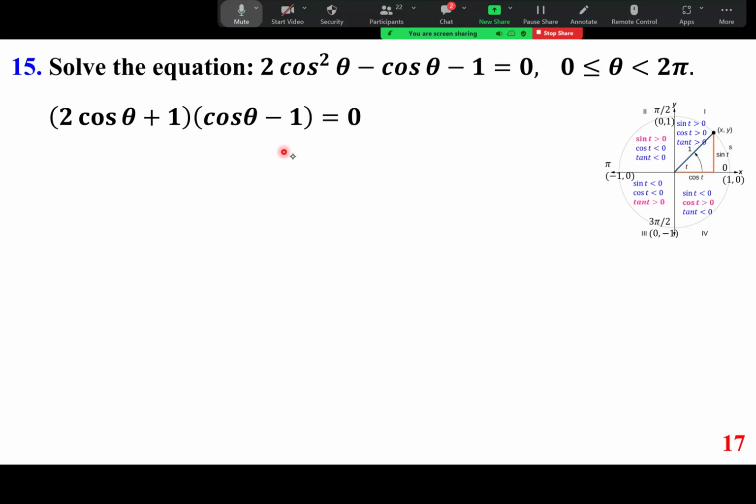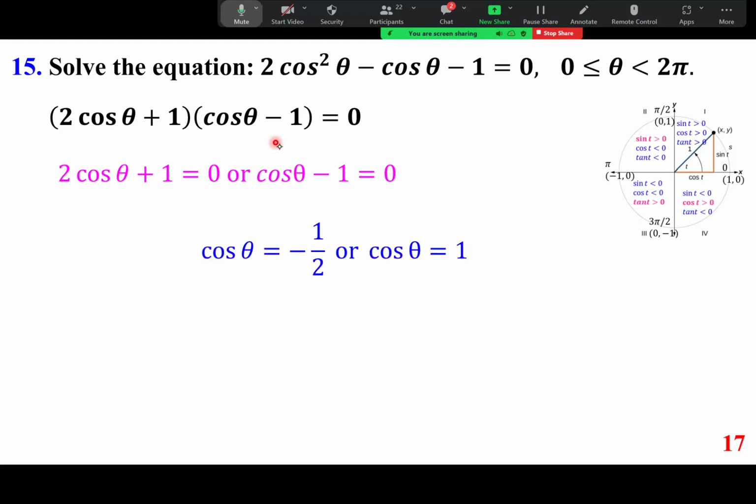You remember when we dealt with the sign, so you should have no problem with the factoring. Check the middle term. This gives you cosine theta. This gives you negative 2 cosine theta. They do add up to the middle term. So either this one is 0 or this one is 0. So cosine theta is either negative 1/2 or positive 1.